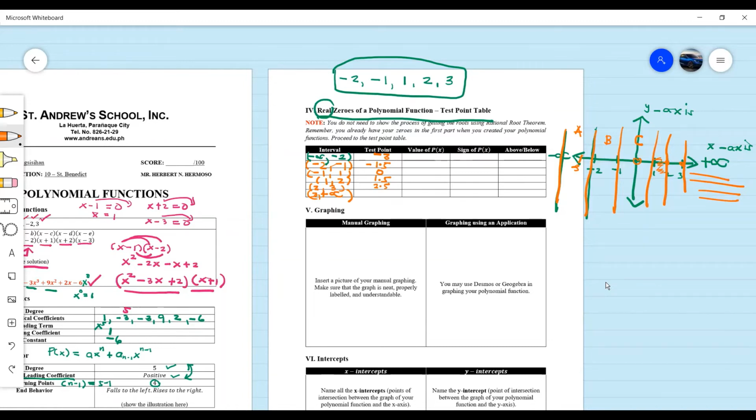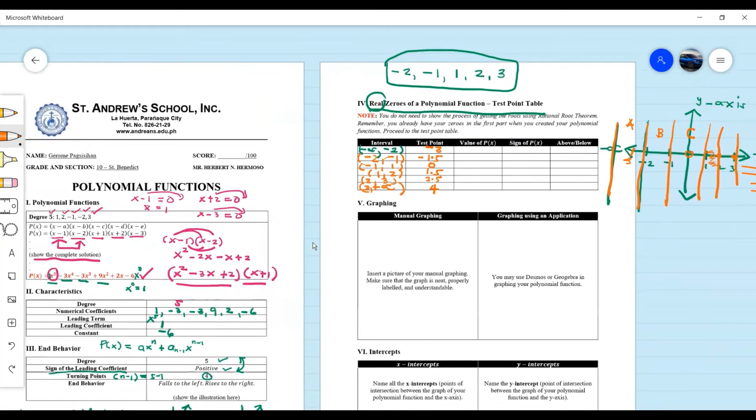So, meaning to say, pwede si 4, pwede si 5, 6, 7, 8, 9, 10, 11, 12, and so on. But of course, hindi ko kukunin yung malaking number. 4 na lang, pinakamalapit. Okay, so clear tayo sa test point na second column. Next, value of P of X. Ang susunod na gagawin natin, isasubstitute natin ito. Okay, sasubstitute natin yan dito po sa polynomial function na mayroon kayo.